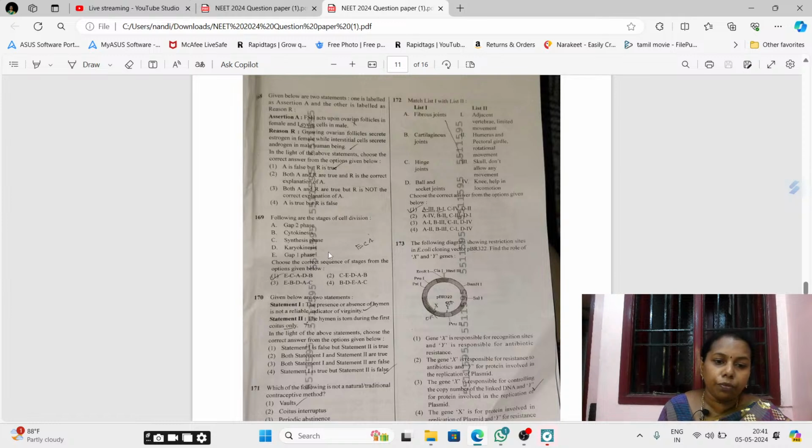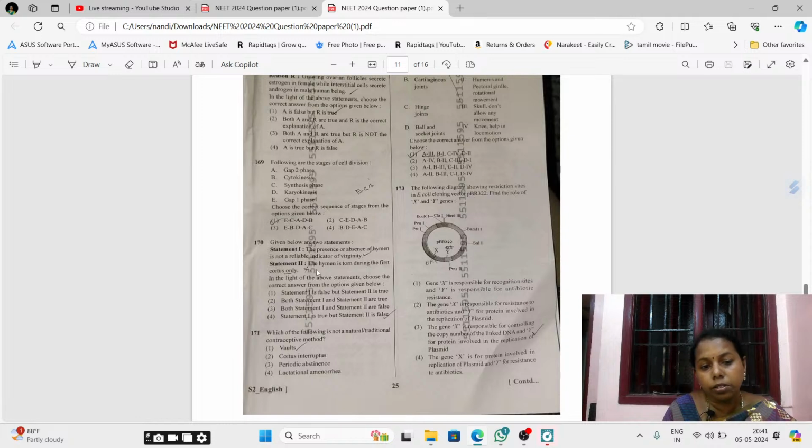Chronological order, G1 phase followed by synthetic phase followed by G2 phase, karyokinesis, then cytokinesis, which is in the option 1. So option 1 is the correct answer for 169. 170. The presence or absence of hymen is not a reliable indicator of virginity. NCERT line. Yes, correct statement. Statement 2, the hymen is torn during the first coitus only, is wrong. So statement 1 is correct. Statement 2 is false, which is in the option 4.